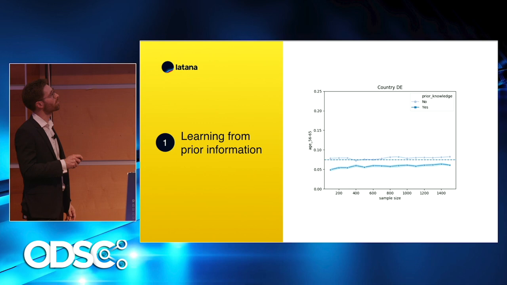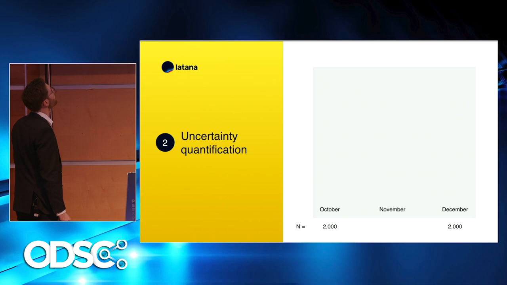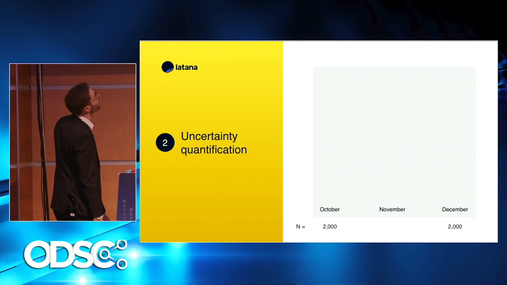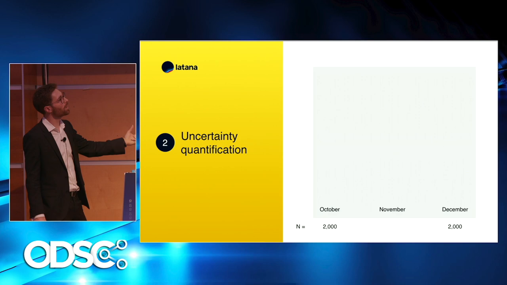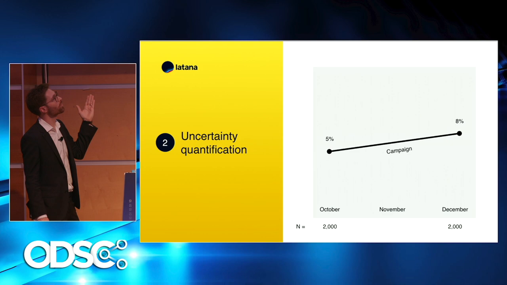And yes, I hope that illustrated how we use that feature of Bayesian methods to solve the problem. The second thing I want to talk about is uncertainty quantification. Imagine you're running two waves around a campaign. Your client has a campaign in November. You run a project pre-campaign and post-campaign with 2,000 people each time, and then your estimate jumps from 5% to 8%.